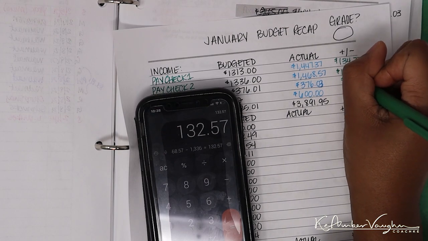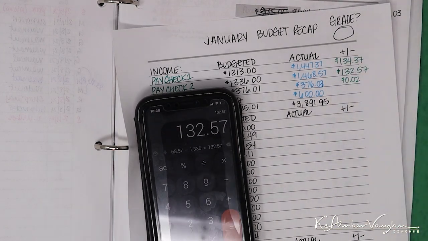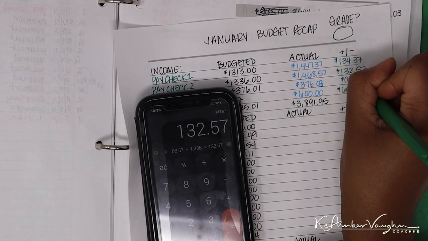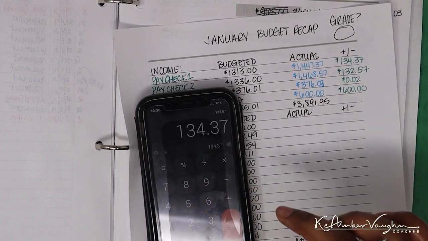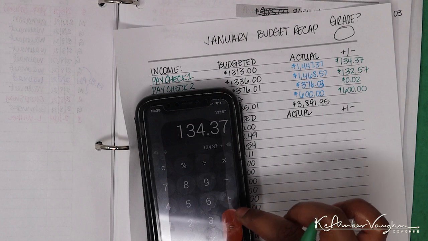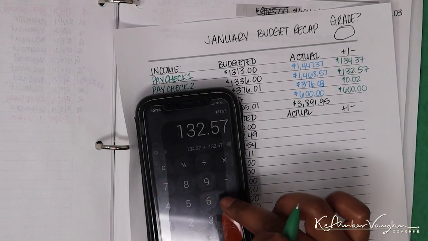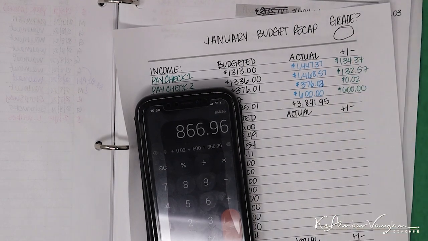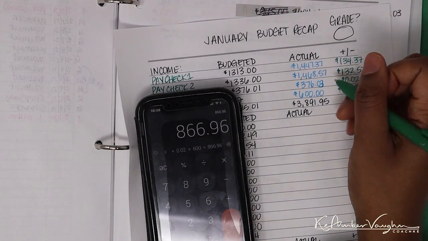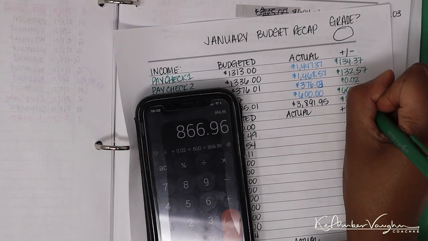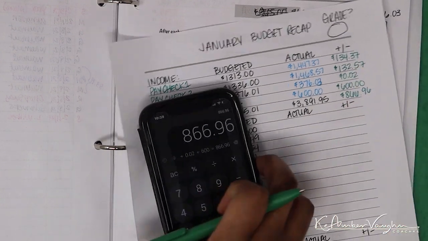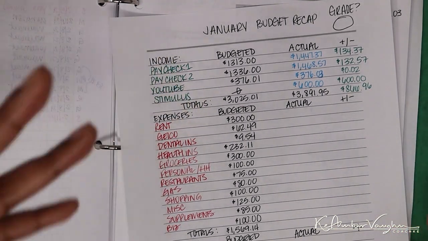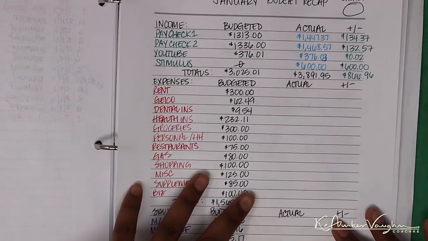Then with YouTube, I earned 2 cents more and $600 more than the stimulus because I didn't budget that at all. So 134.37 plus 132.57 plus 2 cents plus 600 is, I'm actually gonna do that in green again, $866.96 more. I did not include the $600 in that little map I just showed y'all, just because I did send it all off to savings, so I could just add that over into that savings column if anything.